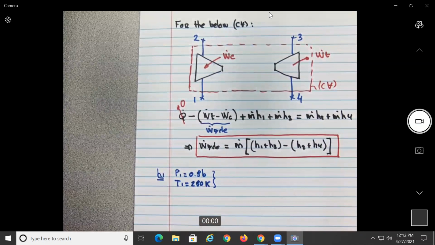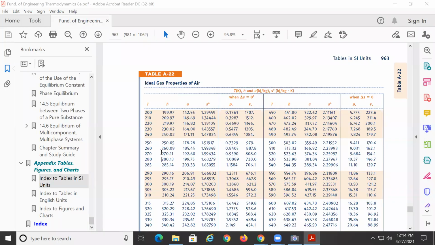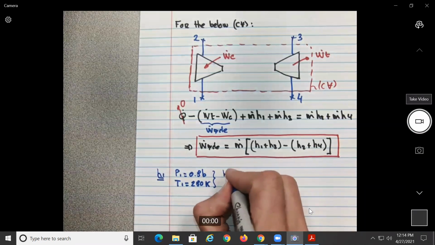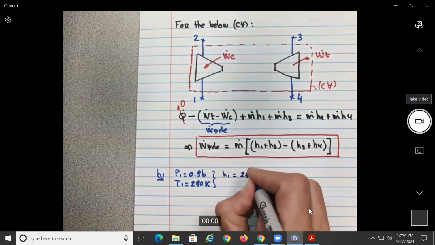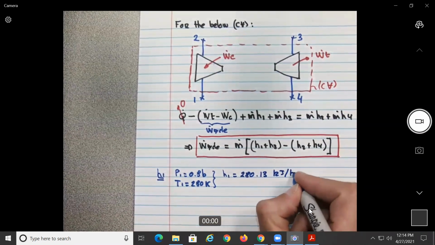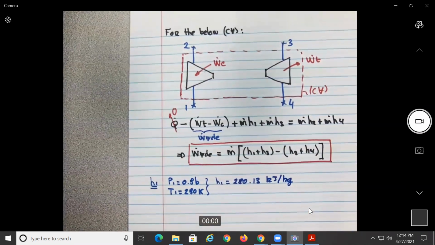So we know two things. Probably we can go to one of the tables. Okay, so we go to table A22. We know the temperature is 280. So at 280, we found that the enthalpy is 280.13. So we get H1 equal to 280.13 kilojoules per kilogram.